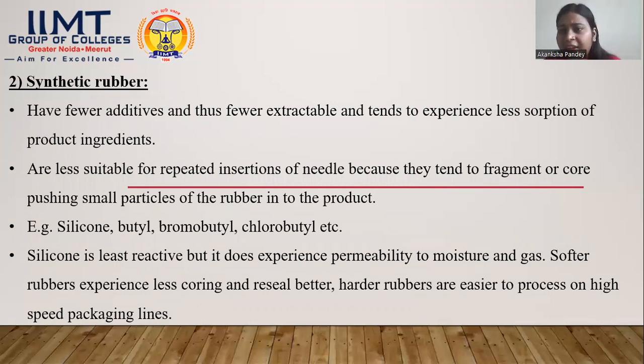Okay, if we talk about the synthetic rubbers, we just add a few additives, so they experience less absorption. If we talk about the suitability, they are very less suitable for repeatable insertion of a needle, because they tend to fragment or core, pushing small particles of rubber into the product. Examples are silicone, butyl, chlorobutyl, etc. Silicone is less reactive, but it does experience permeability to moisture and gas. Rubber is the thing that experiences the permeability.